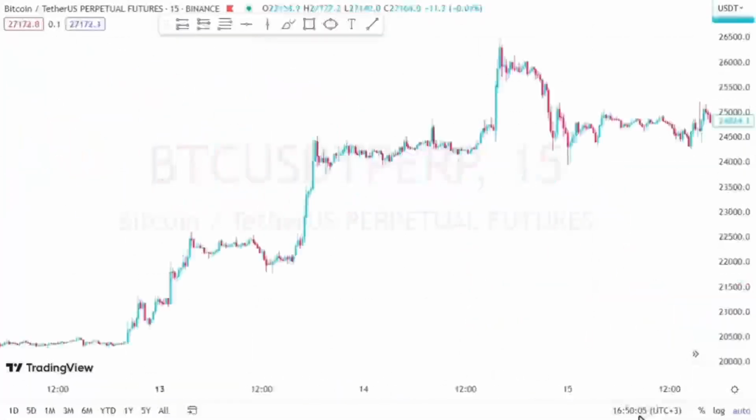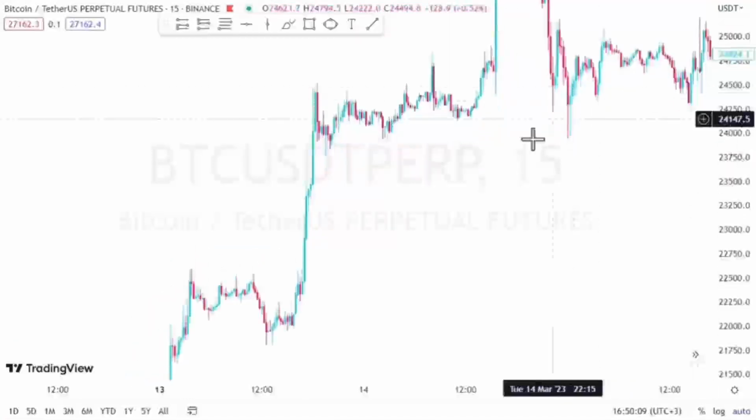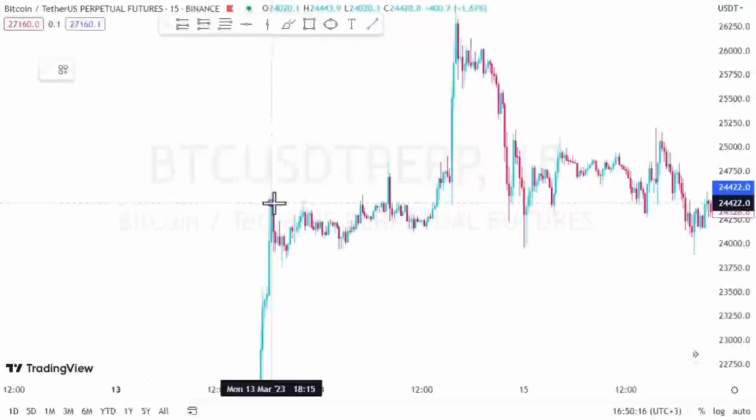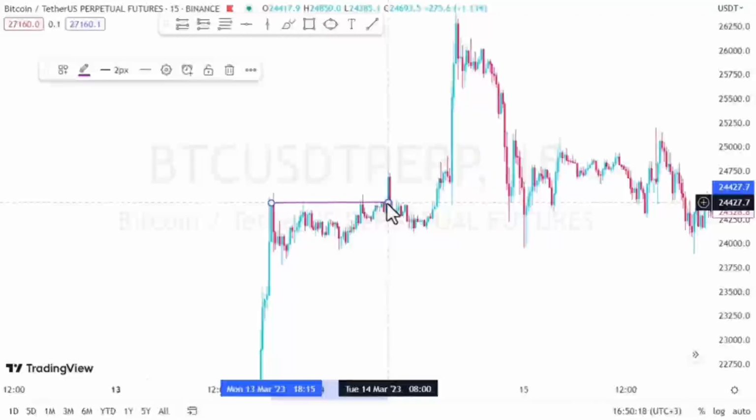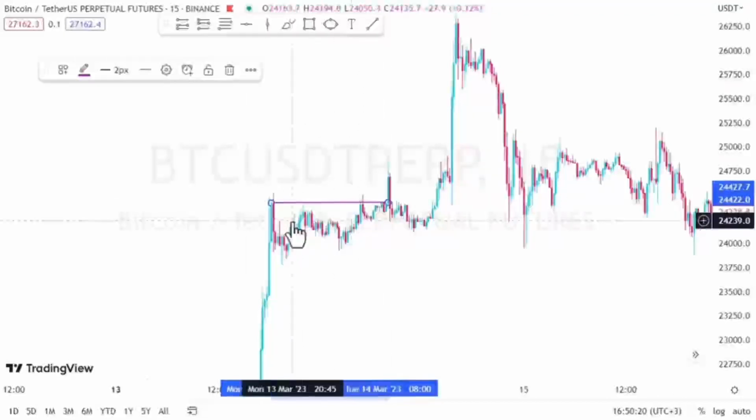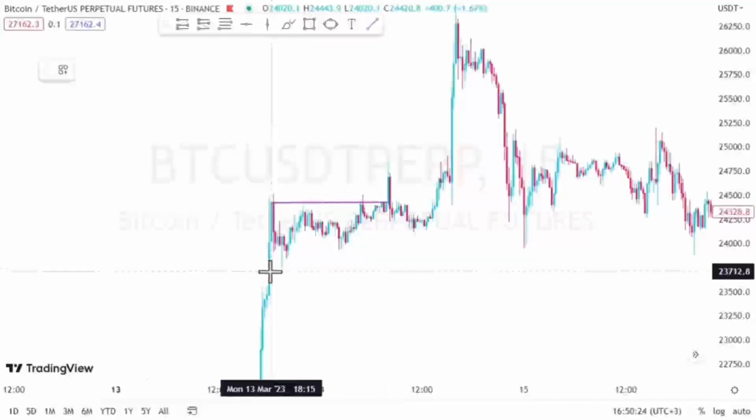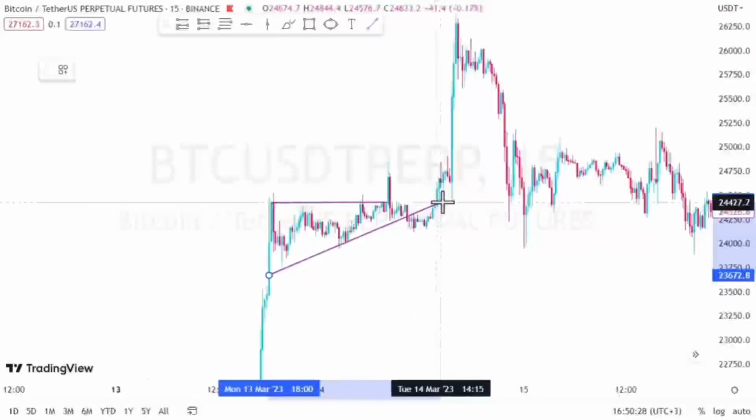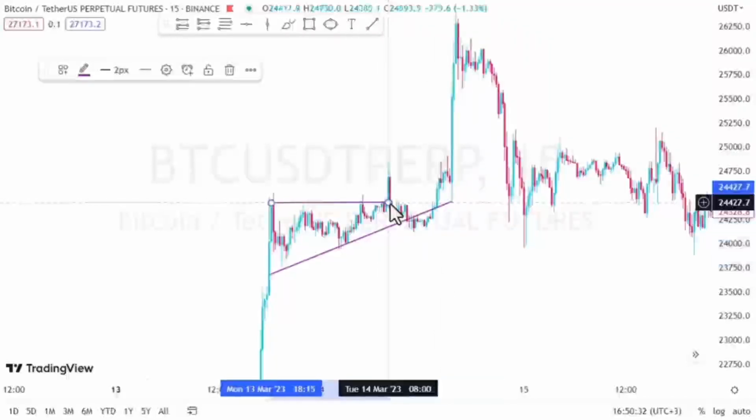Let's draw it first. We have this resistance area. It means that the price is resisting to pass this point, which we're going to talk a lot about later on. And then we have a support area. We call it a dynamic support. We have two types of support and resistance areas. We're going to talk about this later on. Don't worry. But this is a dynamic support. So the price is supported by this area.